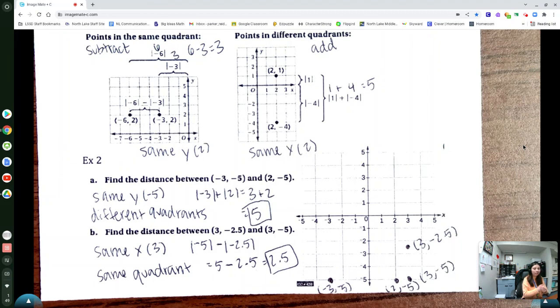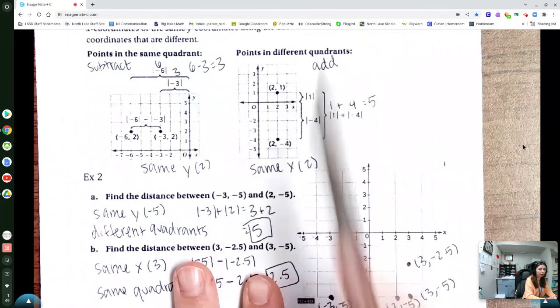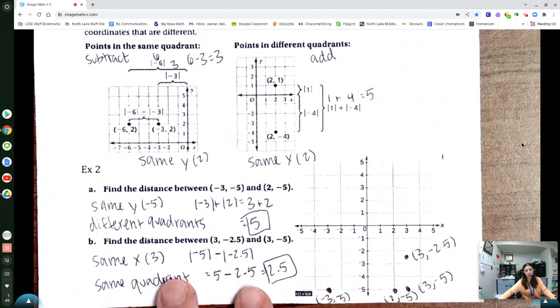but just know we still can do it without a picture. They just have to have one value in common, either x or y, and then you take the value they do not have in common, find their absolute values, and either add or subtract, depending on if they are in the same quadrant or in different quadrants. But again, I would really encourage you just to be using a graph, plot both points, and count the distance that way.